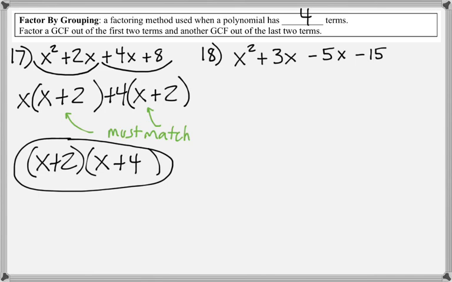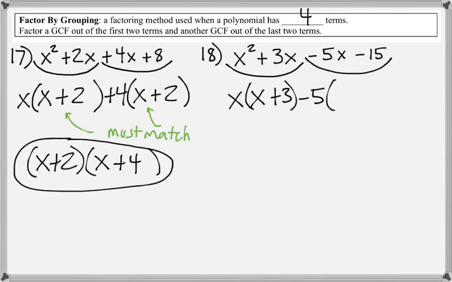For 18, in the first two terms, I can take an x out, and that will leave me with just an x from the x squared. If you take an x out of 3x, you get just a plus 3 left over. My second two terms, I can't take out any variables, but I can take out a minus 5. That will leave me with just an x in the first term, and then negative 15 divided by negative 5 is a positive 3 in the second term.